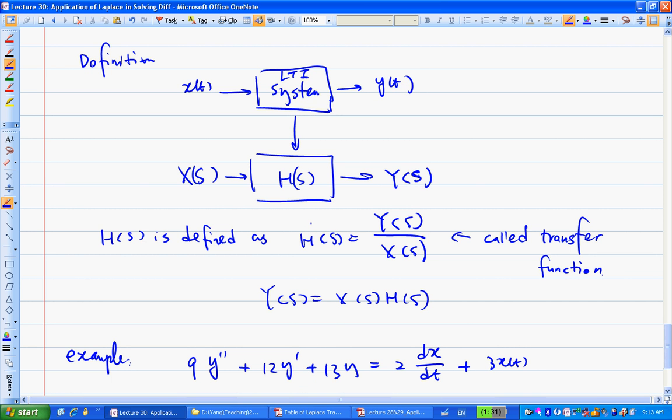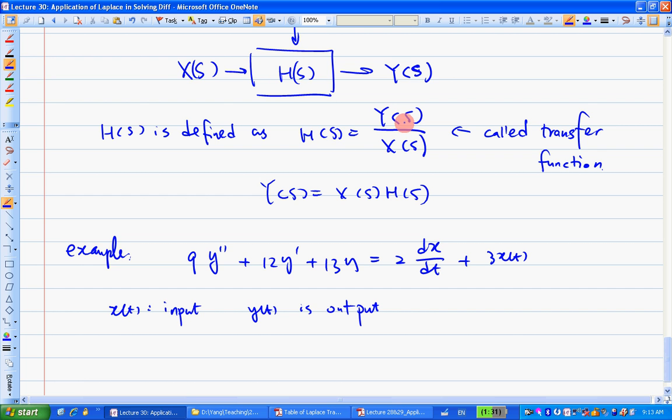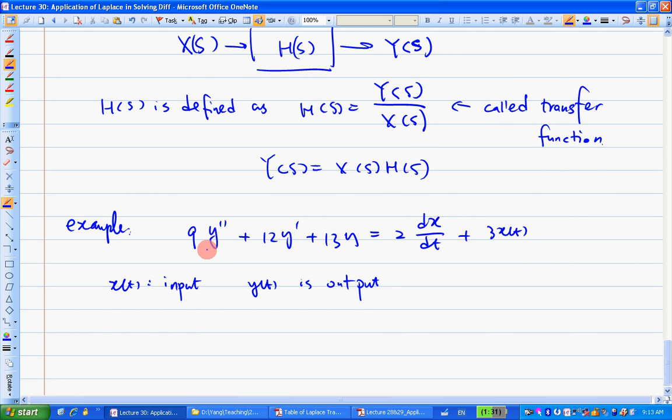Now, what will be the transfer function? How do we do that? According to the definition, the transfer function is the ratio between Y of s and X of s. So what do we do? We're going to take the Laplace transform of both sides of this equation.